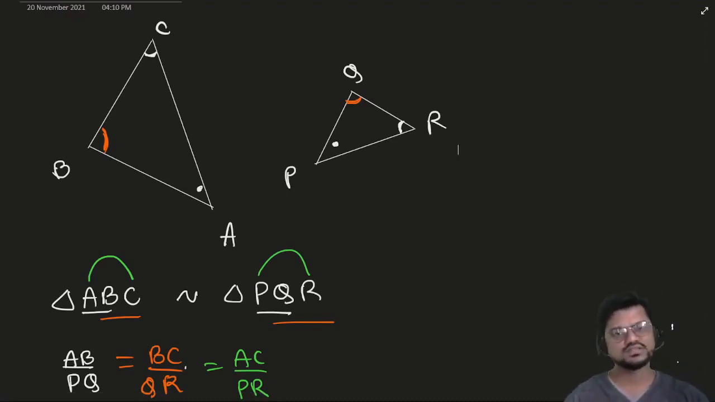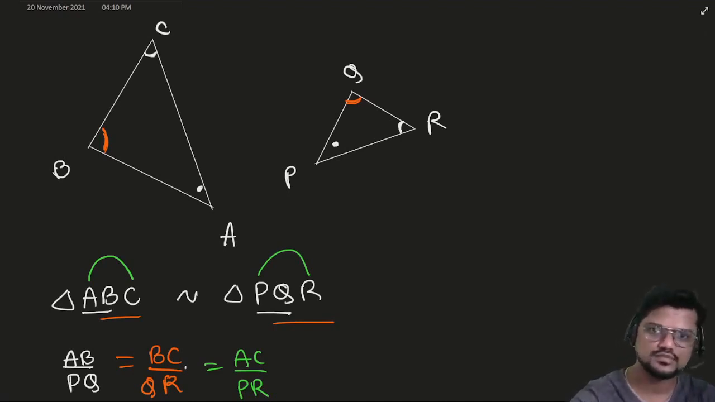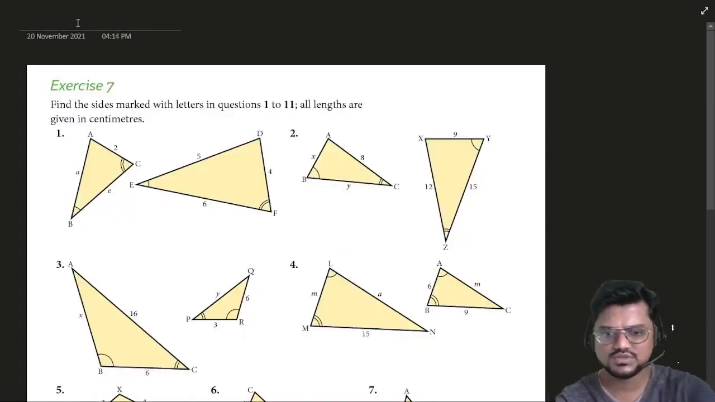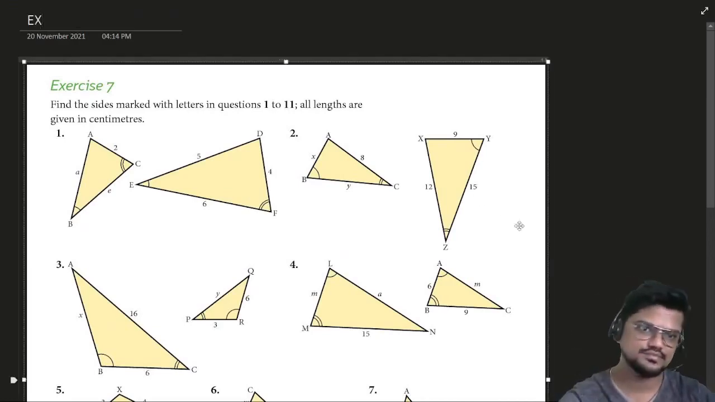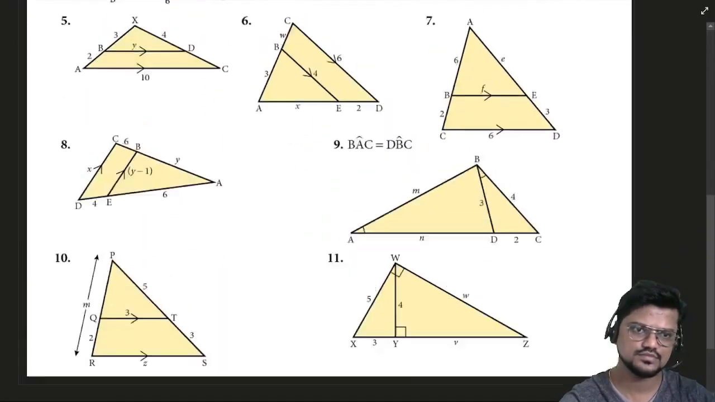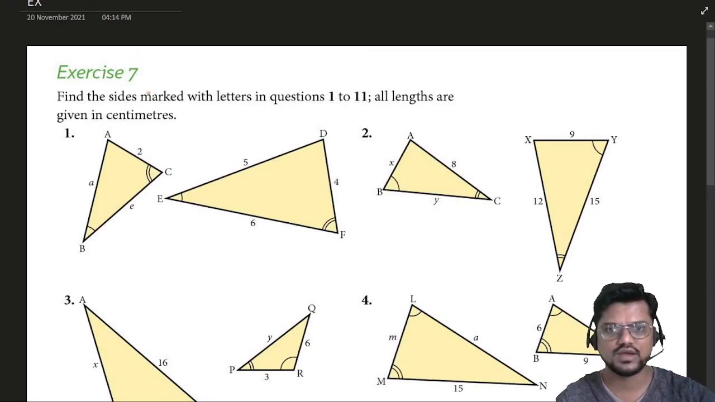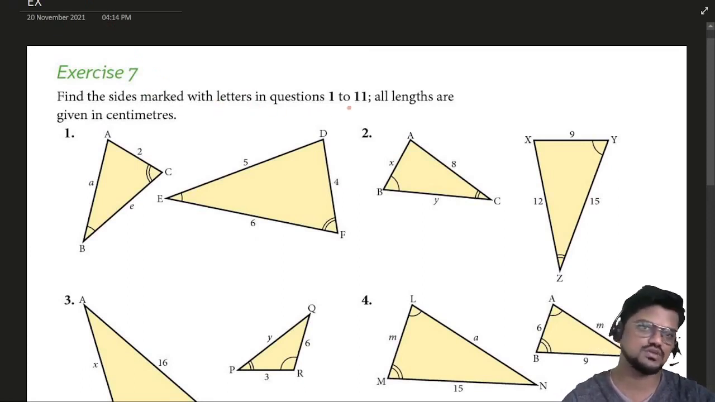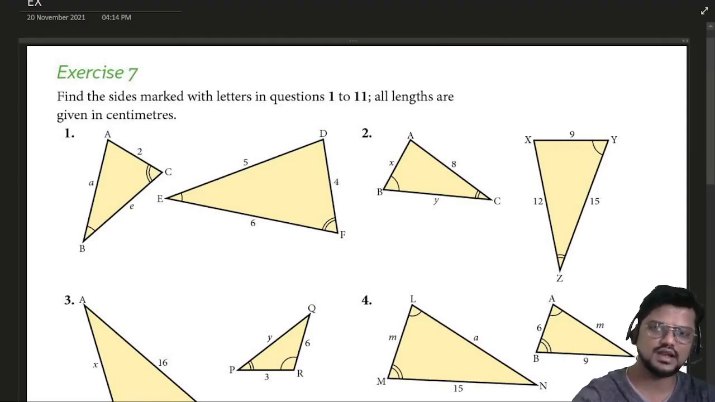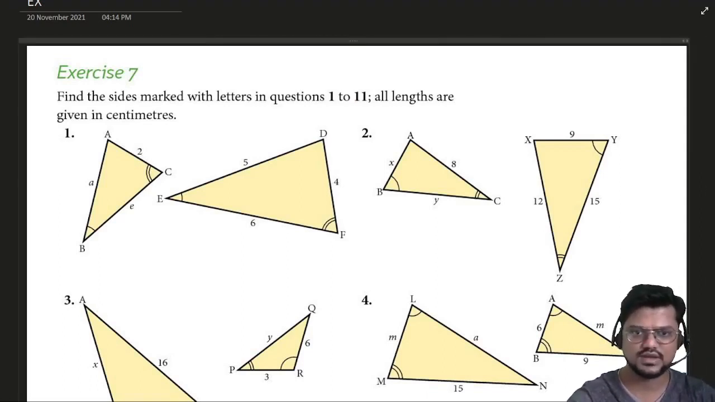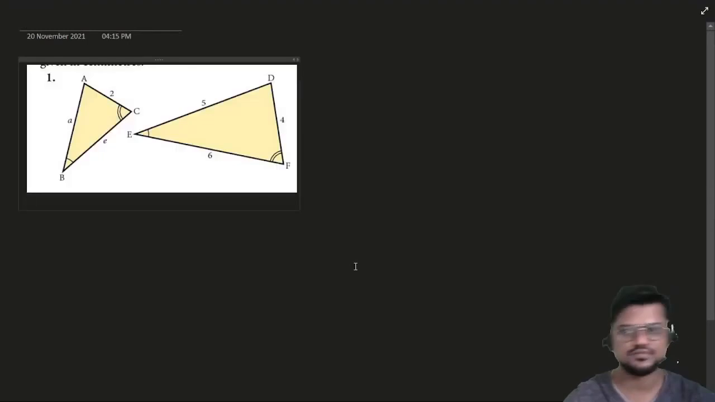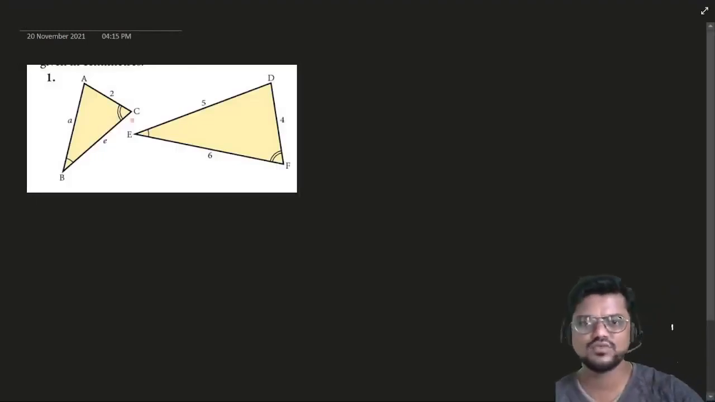Fine. Now let us start with the exercise. So this is the exercise which you have. If I take these two triangles, what you have to do is find the sides marked with letters in questions 1 to 11. All lengths are given in centimeters. You have to write the lengths of the letters. If I take question number 1, which two triangles are similar?